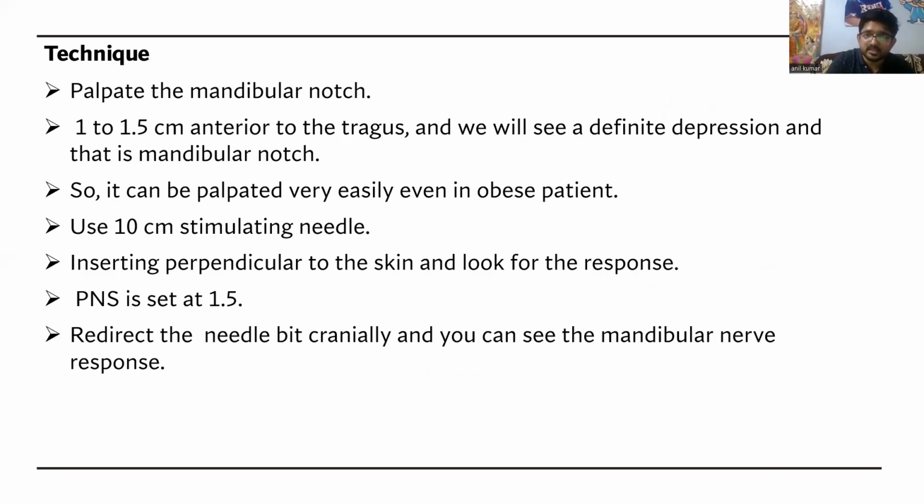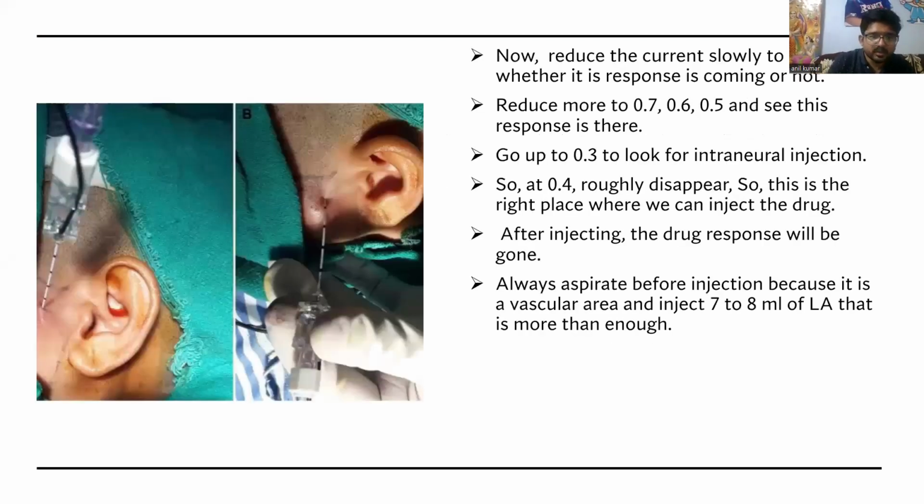Use a 10 centimeter stimulating needle. You insert it perpendicularly to the skin and look for the response. First, the PNS is set at 1.5 mA, and redirect the needle a bit cranially, and you can see the mandibular response. So go perpendicularly, just 2 to 3 centimeters anterior to the tragus. You will see the coronoid notch. Just go anteriorly by keeping the current at 1.5. You will find the mandibular twitches. We will see the video next.